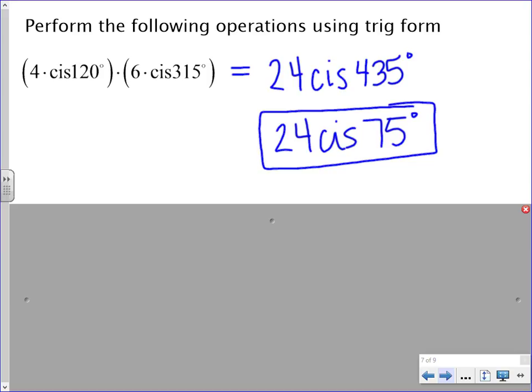If you have a negative angle, like maybe when you're doing division, that would be a time where you would want to add 360 to get the coterminal angle.